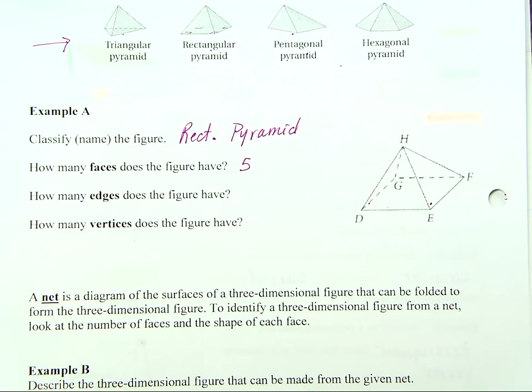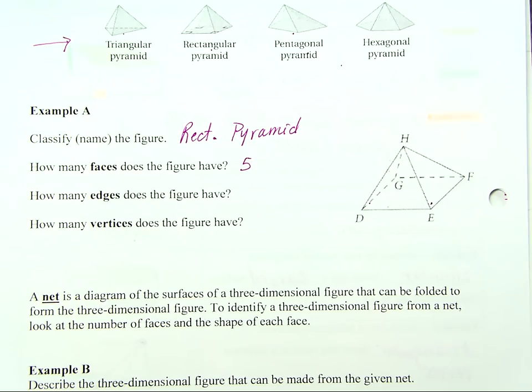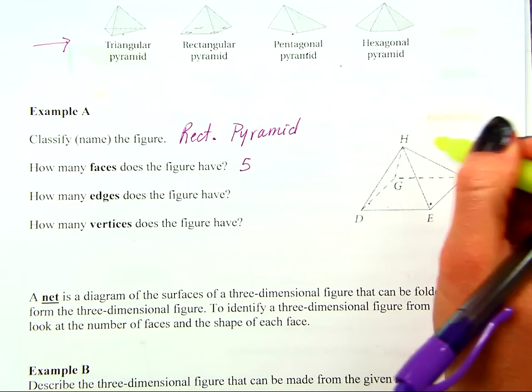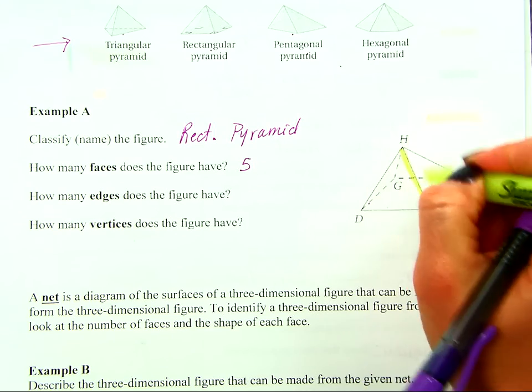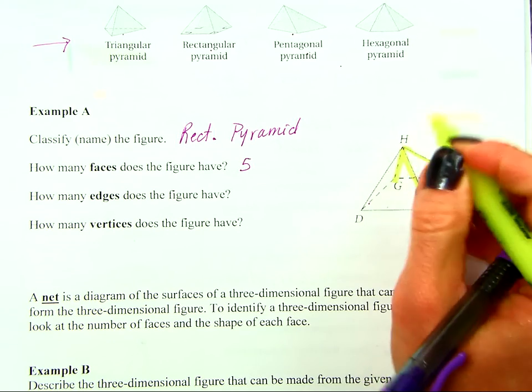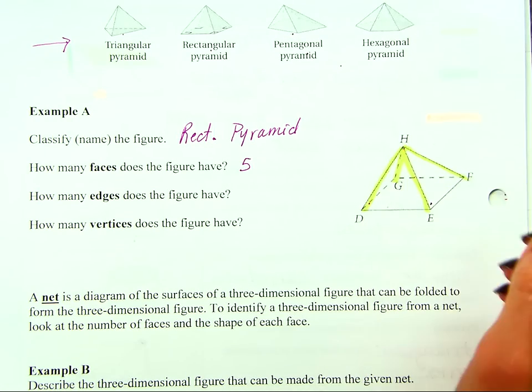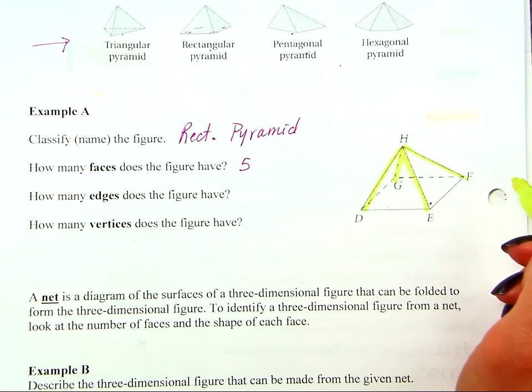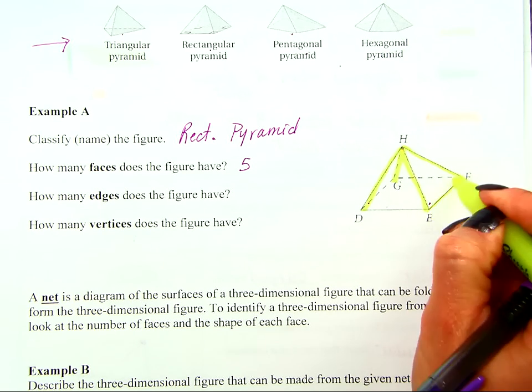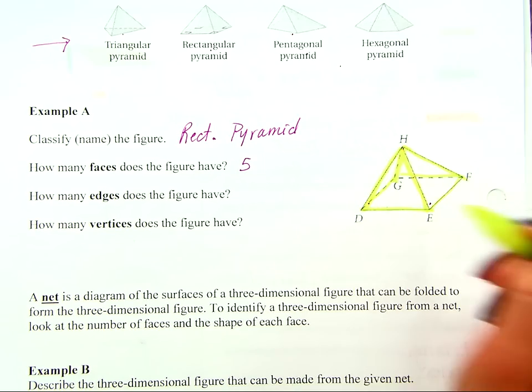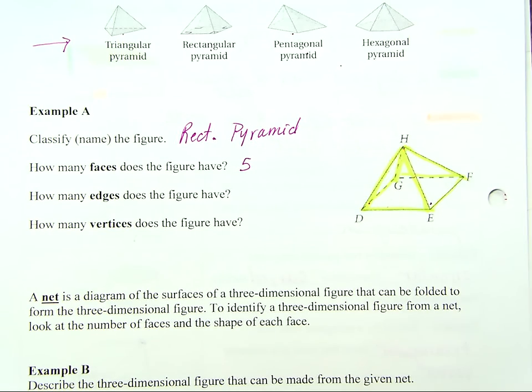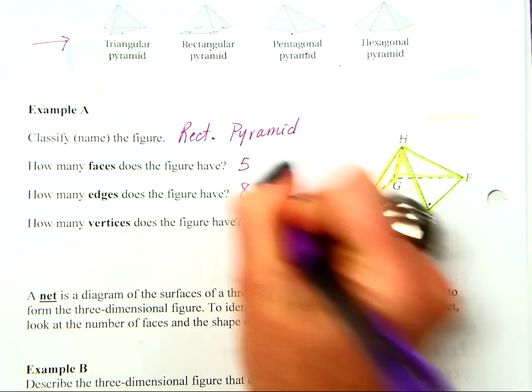What about the edges? How many edges? Well, sometimes kids like to take a highlighter to mark it so that they are able to keep track. We are looking at basically all of my line segments. I have 1, 2, 3, 4 going around the edges, but I also have 1, 2, 3, 4 going around the bottom. So how many edges do we have total? We're going to have 8.